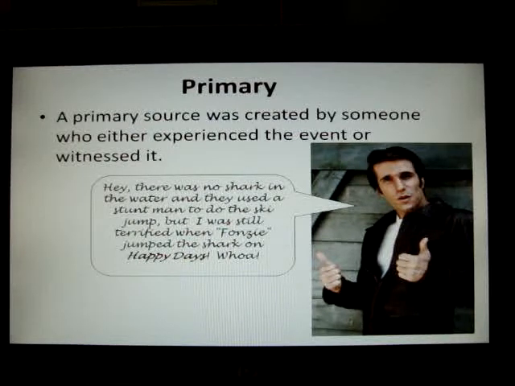So those of you who may be familiar with Happy Days, that's Fonzie there. So Fonzie's going to tell us, hey, there was no shark in the water, and he used a stuntman to do the ski jump, but I was still terrified when Fonzie jumped the shark on Happy Days. Whoa! Okay. You may have no idea what I'm talking about there, but this is the origin of the expression jump the shark.